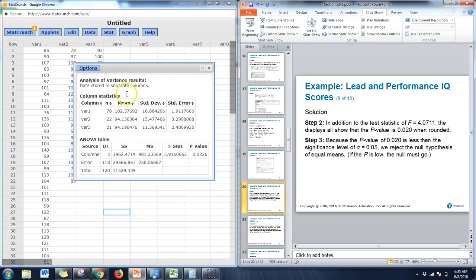analyze our values. So right here you see that variable 1 had 78 numbers, variable 2 had 22, variable 3 had 21, and then it gives you your mean of each of these. So you can see that these 2 means are very, very similar, but variable 1 has a much higher mean, which kind of makes sense. You would think that lead is obviously poisonous, so if you have a lower lead level in your blood, that might make you smarter. So this is just kind of having the data show that.